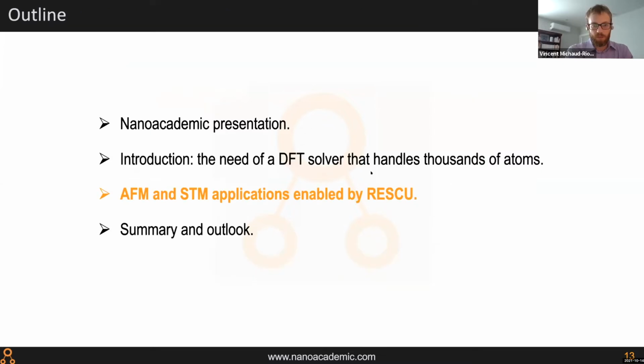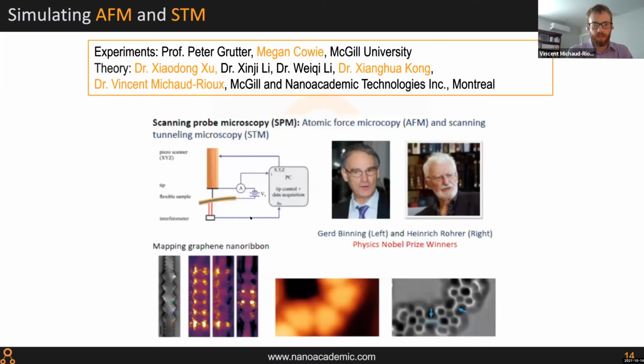Okay, so let me jump into one study that was done in collaboration with experimentalists at McGill University. I'm first going to focus on AFM, but we actually did a study on general scanning probe microscopy. You know that well. This is a very important experimental technique that awarded the Nobel Prize to Binnig and Rohrer.